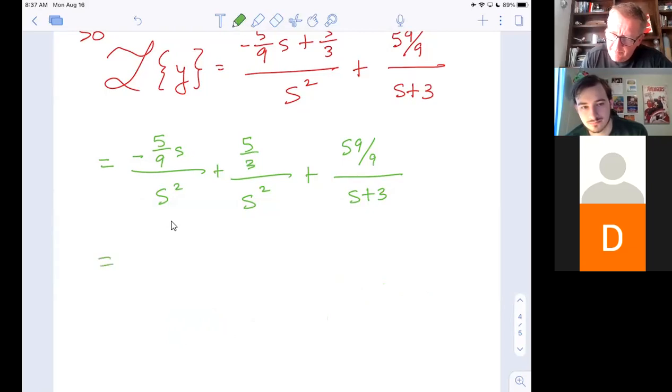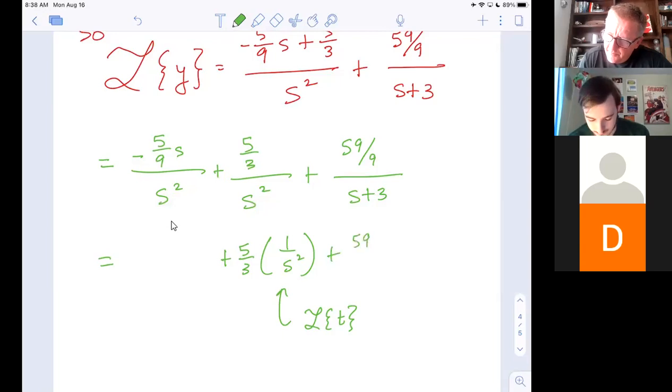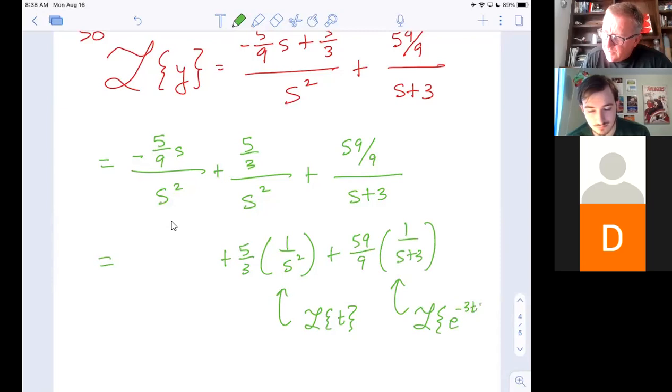I can take that 5/3 right there and say it's 5/3 times 1 over S squared. And now that looks perfect. I can stare at that and say, hey, that's awesome. Isn't that the Laplace transform of t now? I can say that for sure. It's perfect. And then can't I do the same thing with this? In other words, if I pulled the 59/9 out in front so that this is 1 over S plus 3, then isn't it now recognizable as the Laplace transform of e to the -3t?